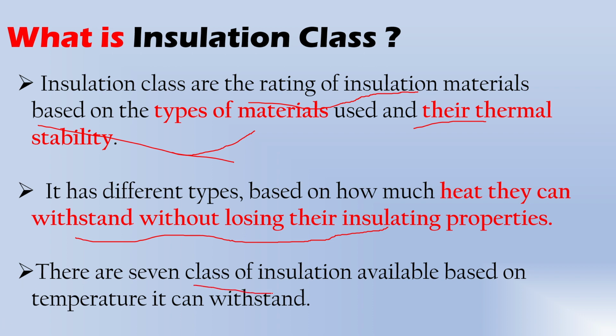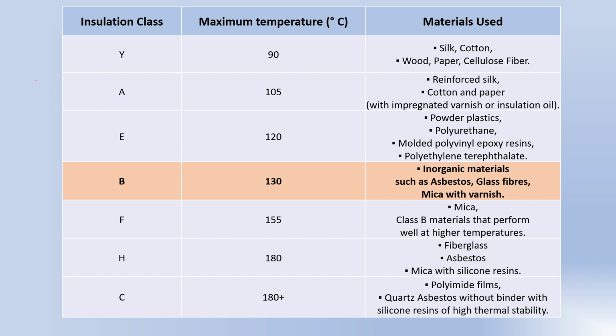There are 7 classes of insulation available based on this temperature withstand. So we have 7 types of insulating materials, which means 7 classes of insulation materials. In the next slide, I am going to show you a chart of these insulation classes, and this is the chart. We have 3 columns here. The first column is the insulation class, the second column is the maximum temperature it can withstand, and the third column is the materials used to withstand these temperatures to make this class.